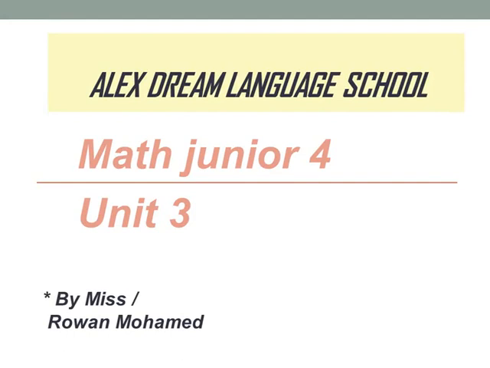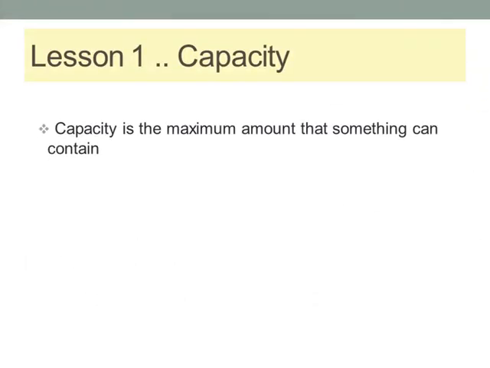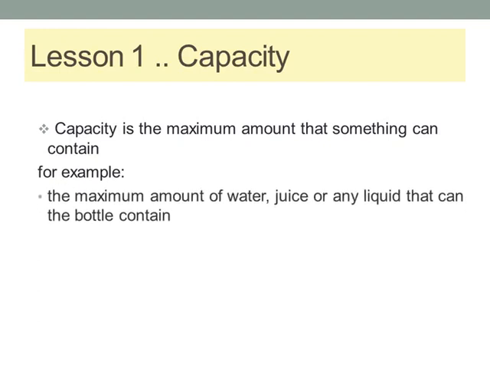Our lesson today is the first lesson of unit 3, and it's talking about capacity. We should know the meaning of capacity. Capacity is the maximum amount that something can contain. And we are talking in this lesson about liquids. For example, I mean the maximum amount of water, juice, or any liquid that a bottle can contain.